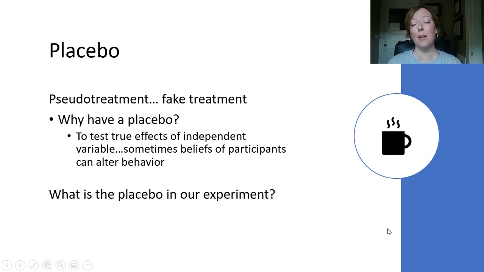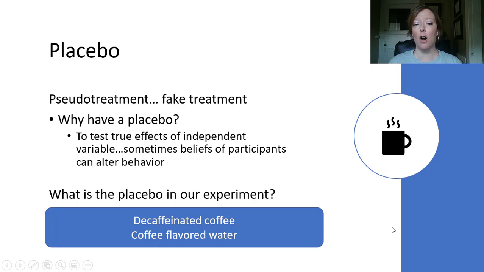What is the placebo in our experiment? It is the decaffeinated coffee and the coffee flavored water. They are the stand-ins, the pseudo treatment, the fake treatment. They are the things that are standing in for the caffeine, so that the folks who are being tested, who are in the experimental group or the control group, don't know what they are getting.